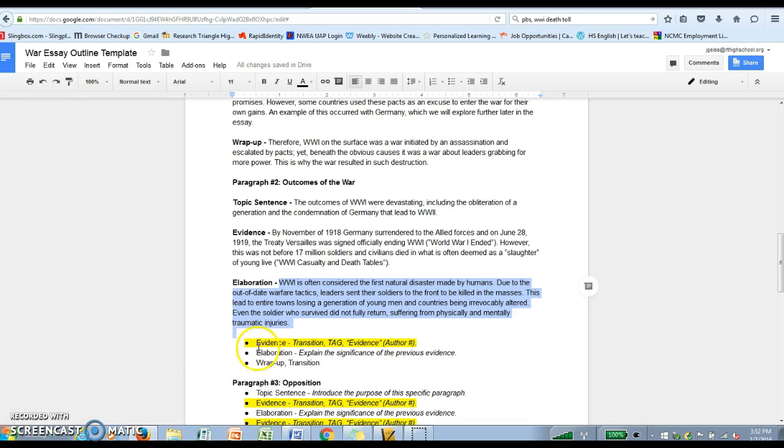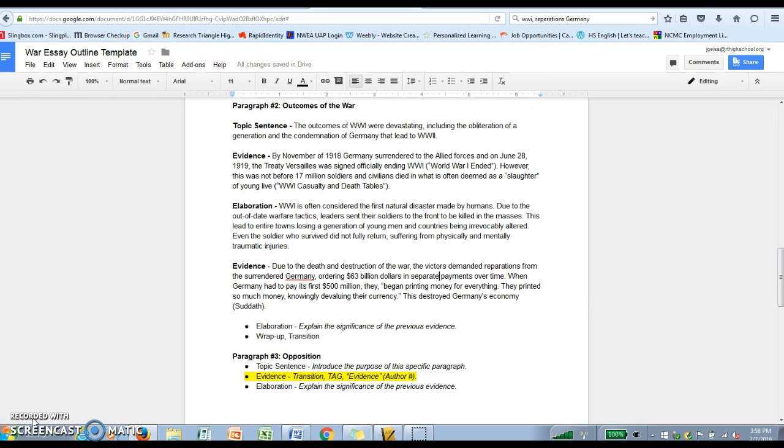Now, let's move on to our next piece of evidence and see what we should put there. So let's take a look at our second piece of evidence. It reads, due to the death and destruction of the war, the victors demanded reparations from the surrendered Germany, ordering $63 billion in separate payments over time. When Germany had to pay its first $500 million, they began printing money for everything. They printed so much money, knowingly devaluing their currency. This destroyed Germany's economy. And that was written by Suda.